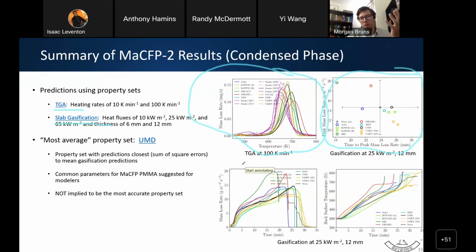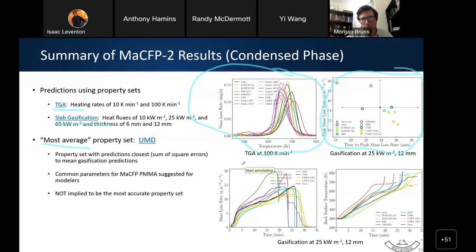They want to model coupled gas and condensed phase scenarios. So they want to know, well, what properties do I use to describe this PMMA? So kind of the stopgap measure that we have in place for that is we determine a most average property set. So I don't know if that's a previously used technical term or not. It's probably not ideal, but what we mean by this most average is that it's the property set that fits closely to the mean of all the predictions that we've obtained.